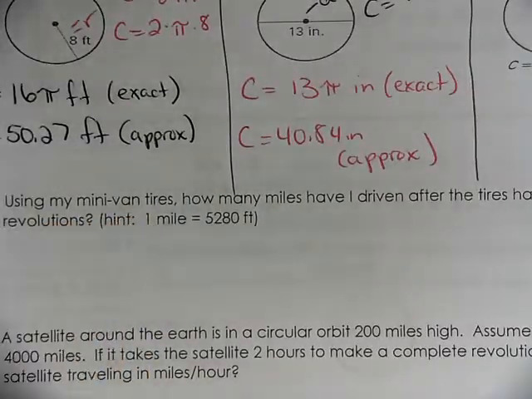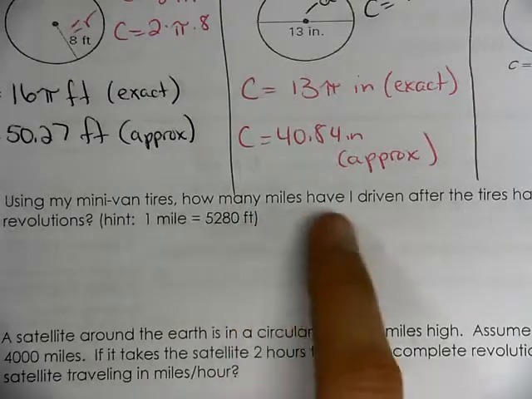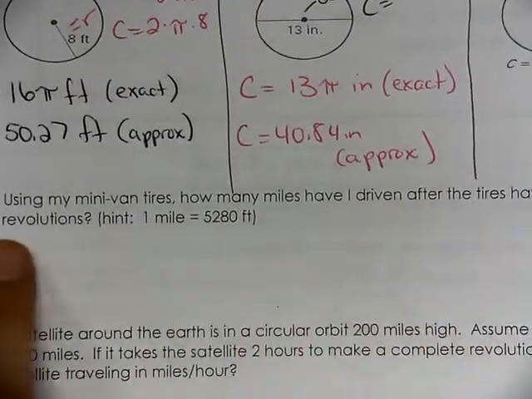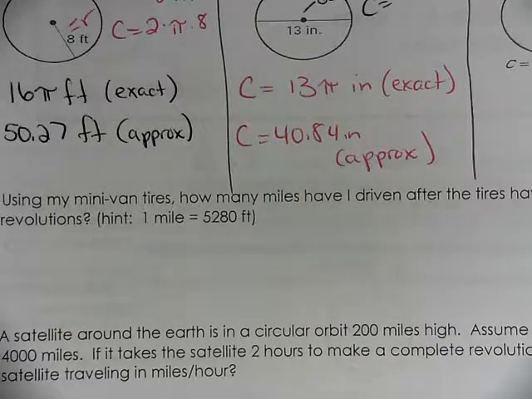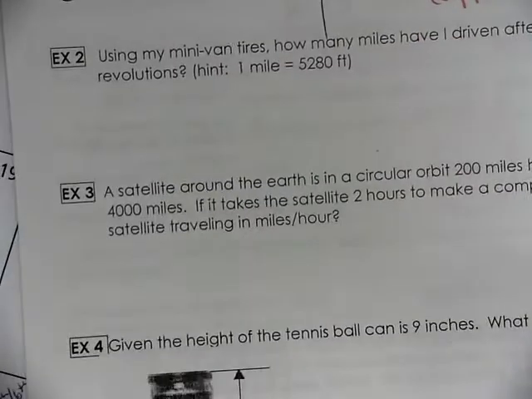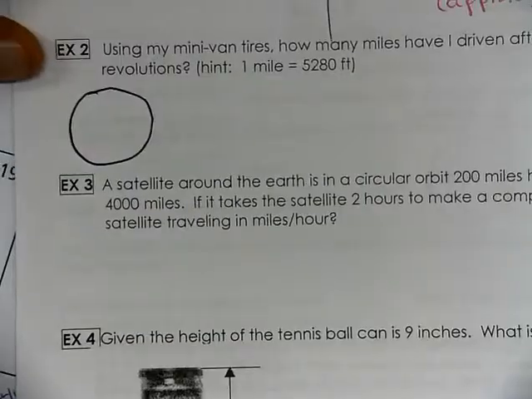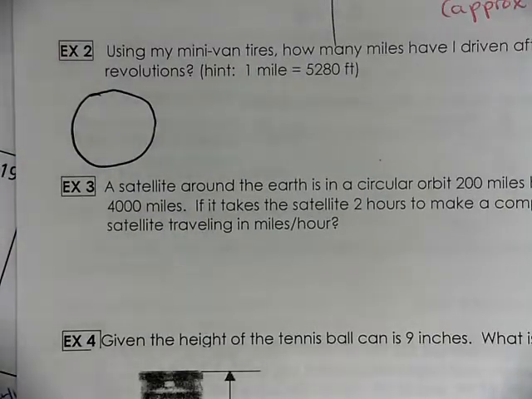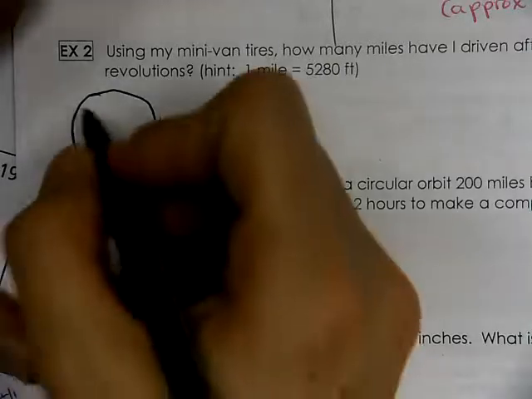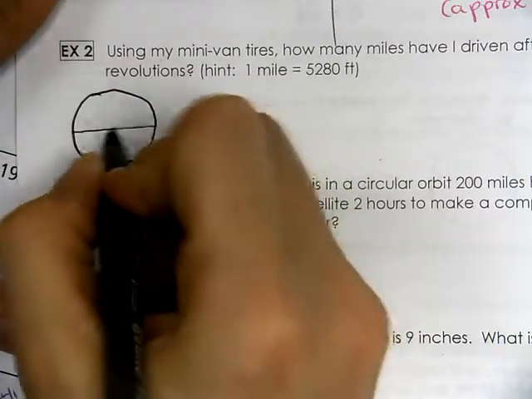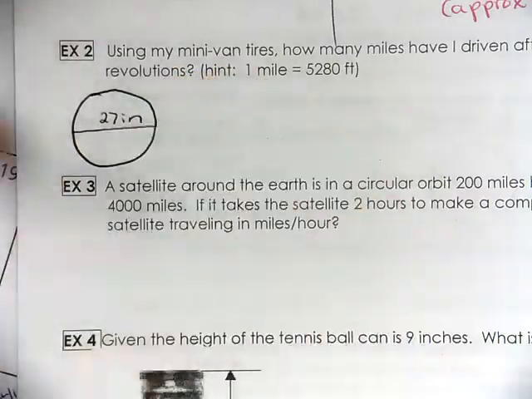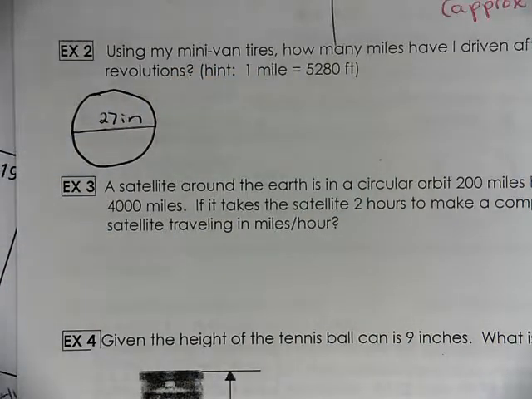We're driving a minivan. Uh-oh. How many miles have I driven after the tires have rotated through 1,000 revolutions? So, okay, if you think about a car, the tires are a circle. Draw yourself a circle. Every tire on a car is a circle, and the rims have a certain diameter. 20-inch rims have a 20-inch diameter. In a minivan, the tires have a 27-inch diameter. I looked that up, just trust me.